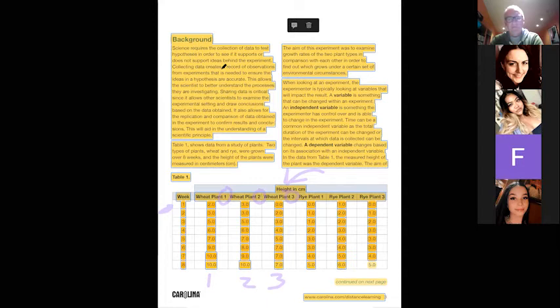The fertilizer or something? No, there's two things being measured here. One is the independent variable and the other is the dependent variable. I see. So maybe one is the type of plant and the other is the height.